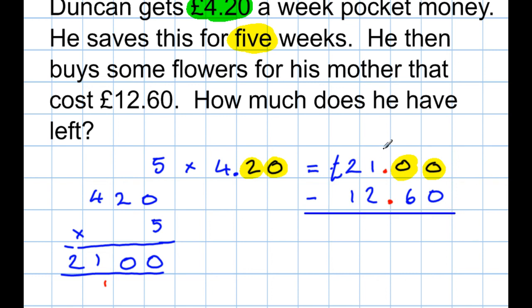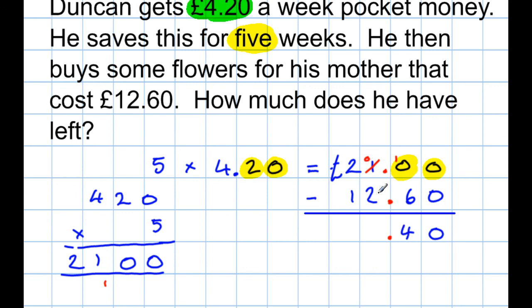Notice how I've lined up the decimal points. Put a decimal point here in your answer line. Then we do 0 take away 0 is 0. Then 6 take away 0. Well, you can't do that with this method, so I have to borrow. So that 1 goes down to 0, and I put a 1 there. So it's 10 take away 6 is 4.